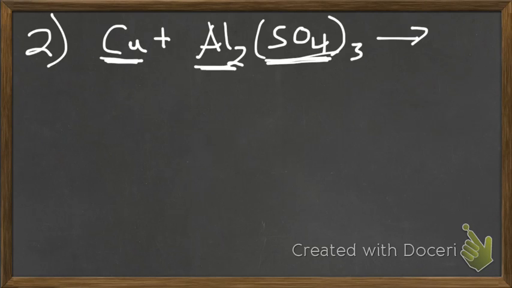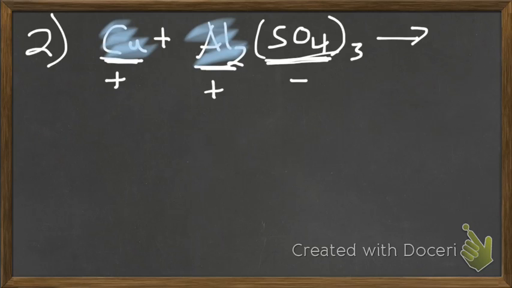Now, going back to this problem, if we look at that list, we know that SO4 has a negative charge. Al is in group 3A, so it has a plus charge, and copper has a plus charge as well. So when we do a problem like this to figure out if it's going to be a reaction, we have to compare two things of like charges. In this case, a positive copper with a positive aluminum. Those would be the two things that switch each other.